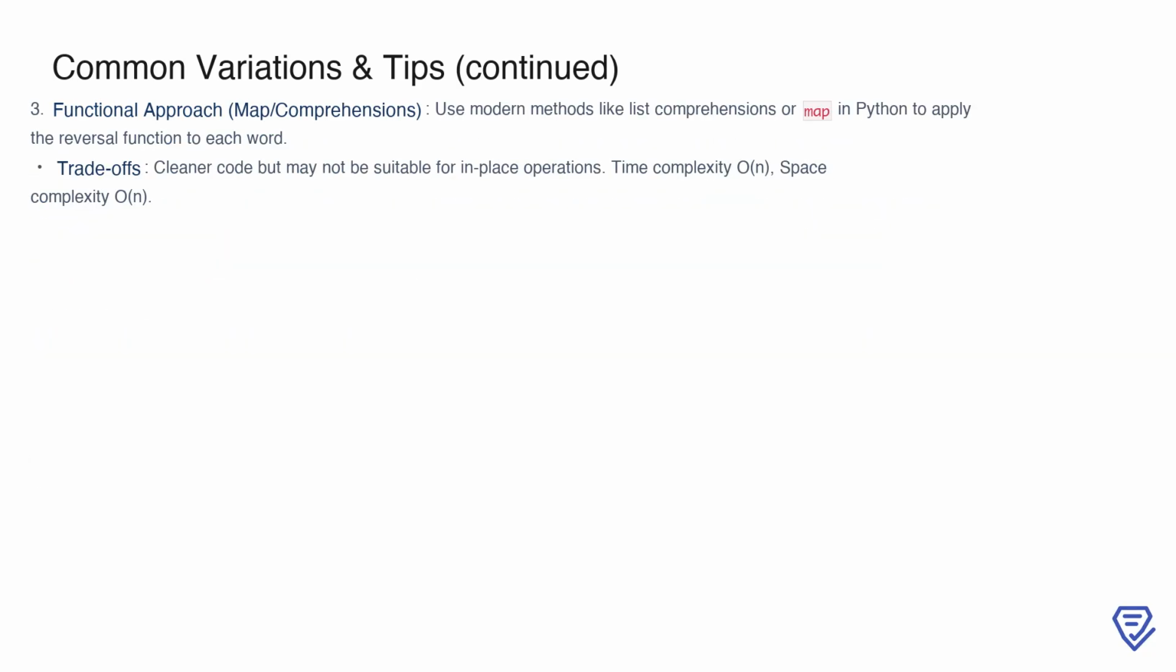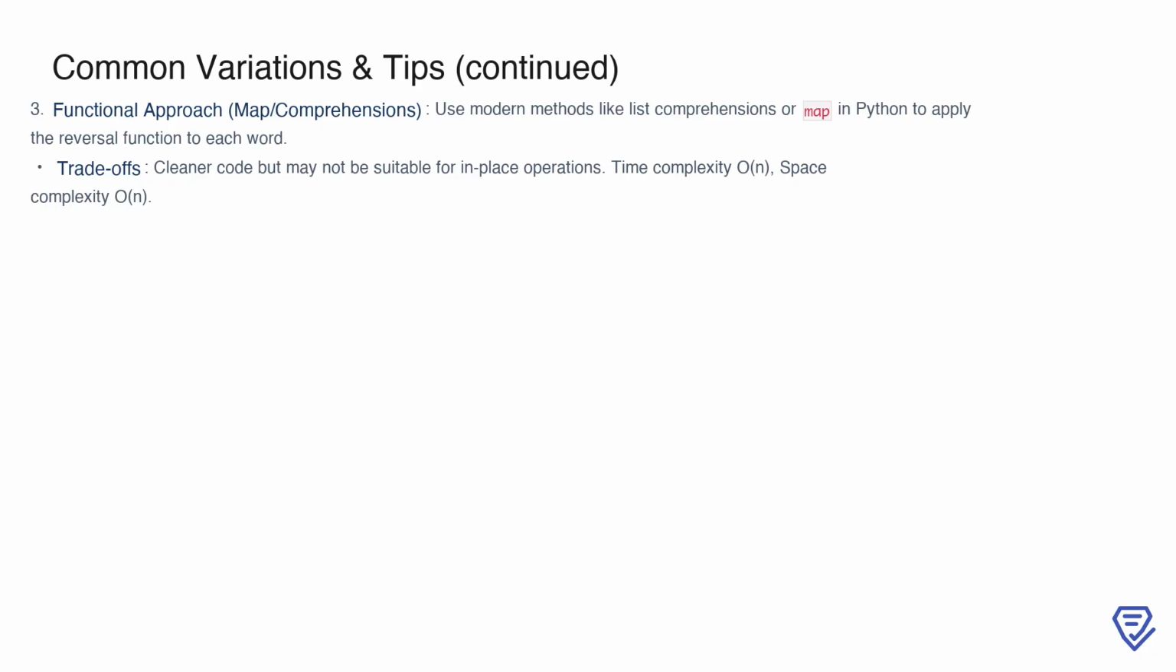A modern and concise alternative is the functional approach, leveraging tools like Python's list comprehensions or the map function. Here, you apply the reversal operation to each word in a single line of code, making it a cleaner and more elegant solution. For example, you can split the string into words, reverse each word using a lambda function or slicing, and join them back together. While this approach is highly readable and easy to implement, it does come with trade-offs. Specifically, it is not suitable for in-place operations, as it creates new data structures during the process. In terms of complexity, the functional approach has a time complexity of O(n) and a space complexity of O(n) due to the intermediate storage of words.